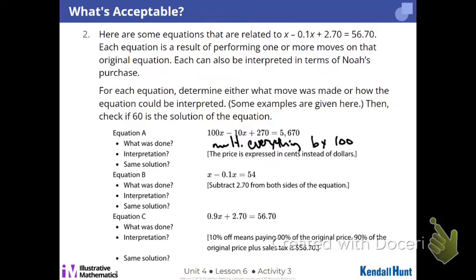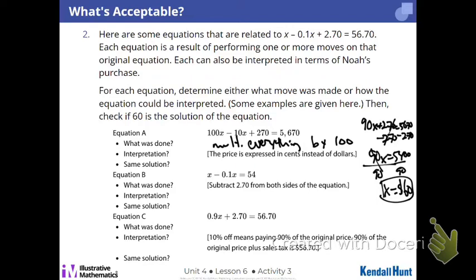To solve this, I'm going to combine like terms, get 90x plus 270 equals 5670. I'm going to subtract 270 from both sides. I get 90x equals 5400. Divided by 90, and I get x equals $60 still. Multiplying everything by 100, did it change my answer? No, those jeans, they're still $60.